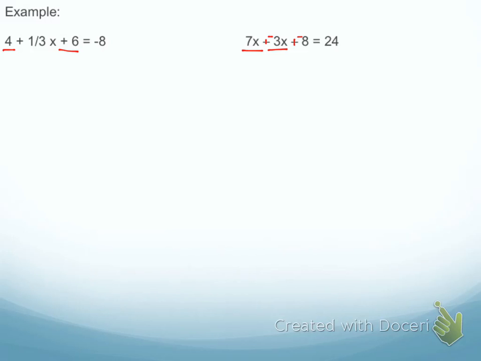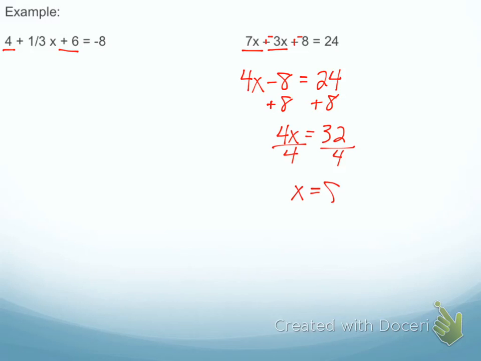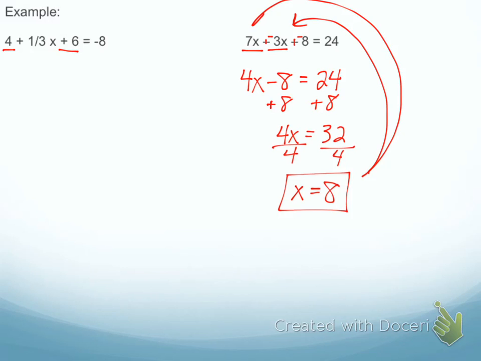So here, I'm going to finish the one on the right-hand side. I will get 4x minus 8 is equal to 24. I will add an 8 to both sides then. Get 4x is equal to 32. Divide both sides by 4, and I get x is equal to 8. Again, I could check this. I'd have to plug it in for both x's up at the top, and I would get that 24 is equal to 24.